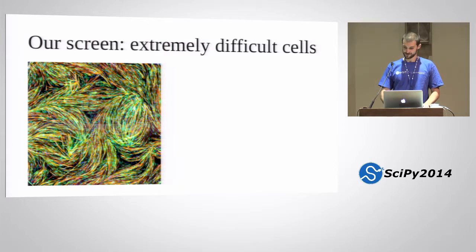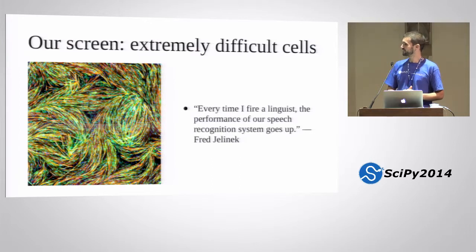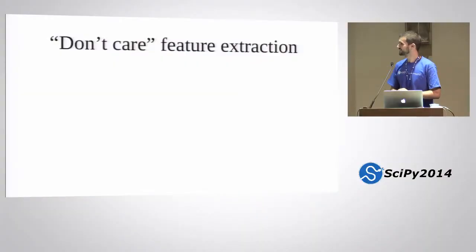However, there's this quote, which might be apocryphal, but I really like, so I'm going to give it anyway. From Fred Jelinek: "Every time I fire a linguist, the performance of our speech recognition system goes up." And the takeaway from that quote is you can actually do quite well with random features, features that are uninformed from an expert perspective. And I'll mention that this is Christophe Marcel. He's the one who generated the screen.